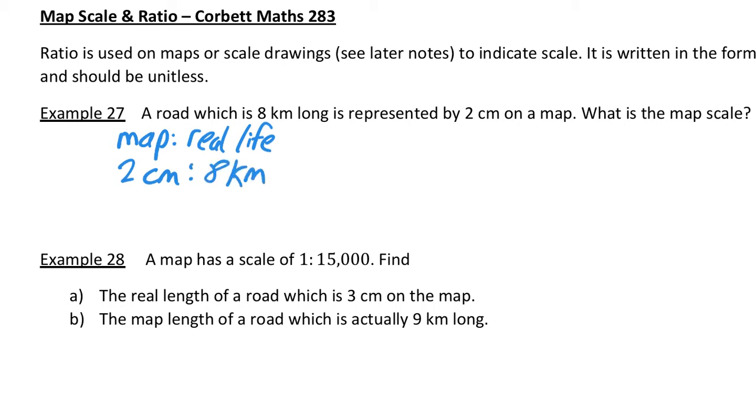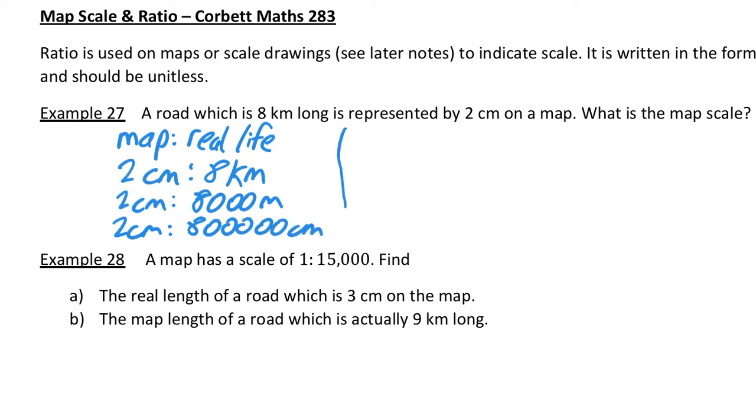Now this is a very bad ratio for a lot of reasons. The first one is that the units are not the same. So the first thing I'm going to do is change my 8 kilometers into meters. So that's going to be 8,000 meters, and then I'm going to convert it into centimeters. So that's 2 centimeters to add on another 2 zeros, so 8 and 5 zeros centimeters. Now you've got your units the same.